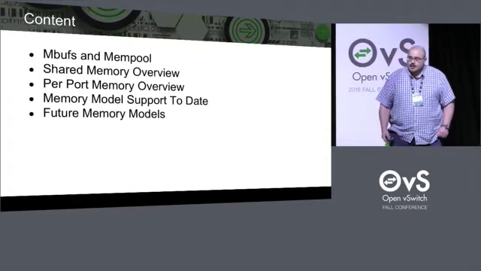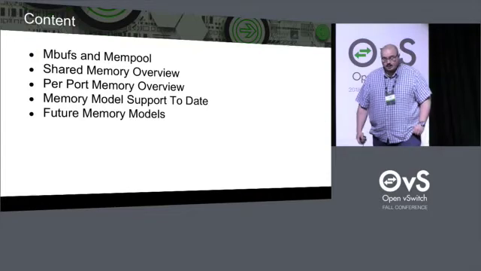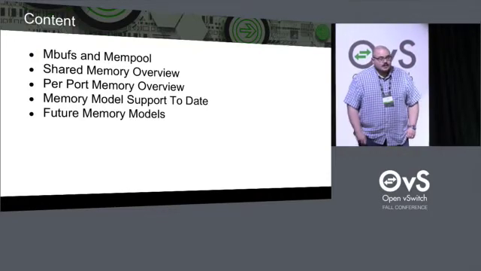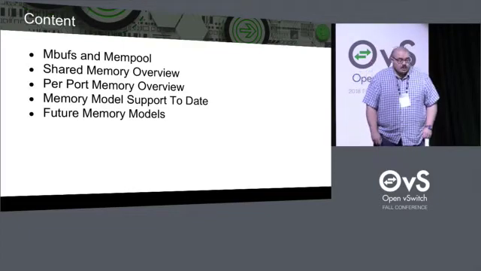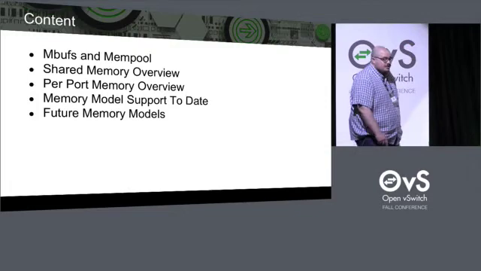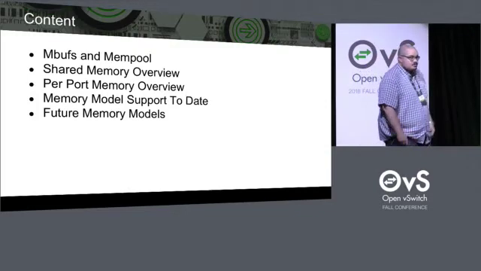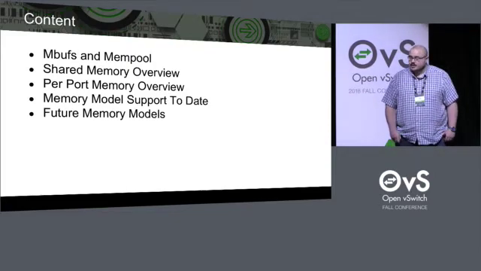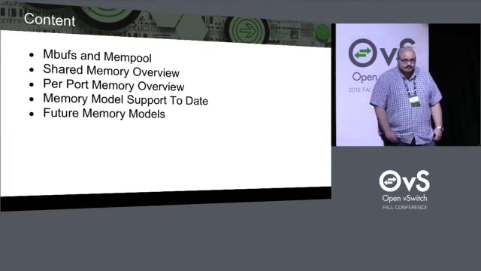We look at the default memory model we used to have, or still have, shared memory overview. Then we look at the new introduction we brought in this year, the per port memory model. Then we'll take a look at the memory model support to date between the releases, and then finally, some topics for conversation, maybe in breakout sessions, about future memory models and modifications we can make.